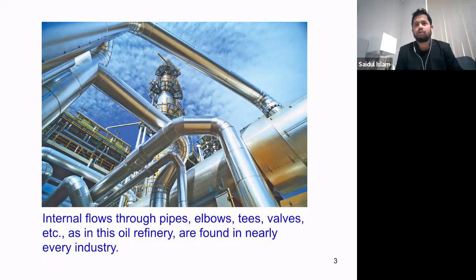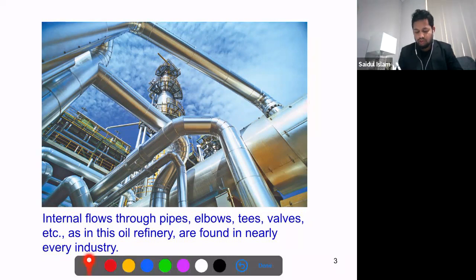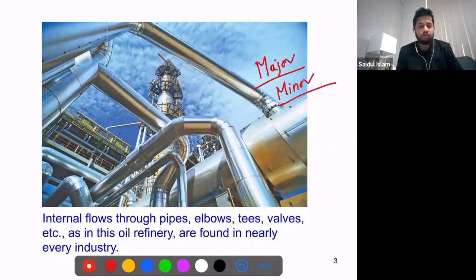So we already know the loss. We know the major loss, which is due to friction. And it is nearly impossible to get a system, basically for pipe flow, where there is no friction loss. But we have one more loss. This is called the minor loss. So today, we'll try to understand the minor loss.